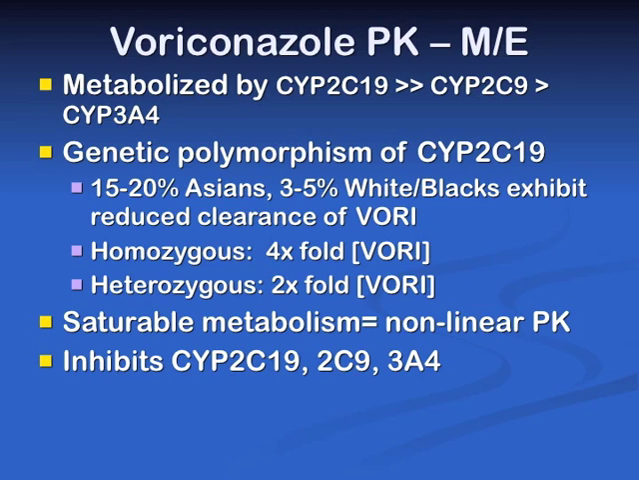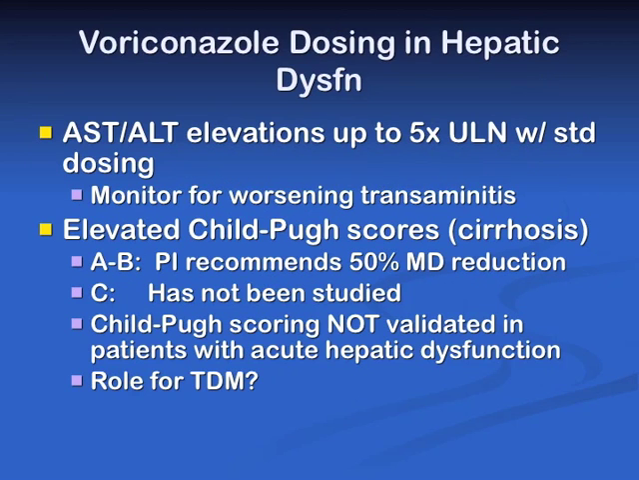Voriconazole has saturable metabolism, kind of like phenytoin, which results in nonlinear pharmacokinetics. So if you increase your dose by 50%, you're not going to increase your level by 50%. You increase it by more. Also, it inhibits 2C19, 2C9, and 3A4 itself, creating lots of great drug interactions.